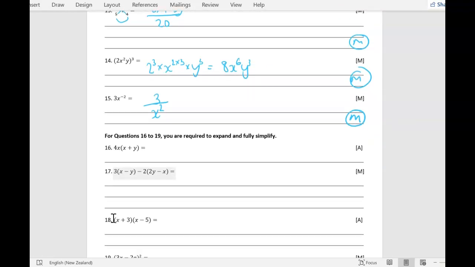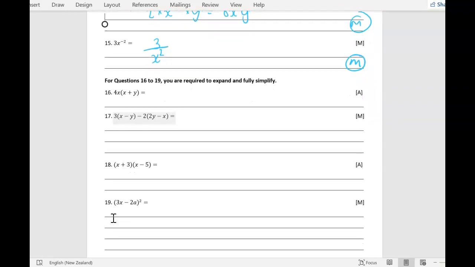Okay, so for questions 16 to 19, we were required to expand and fully simplify when appropriate. So let's get ahead, let's expand these. So 4x times x is 4x squared, and then 4 times y plus 4xy.